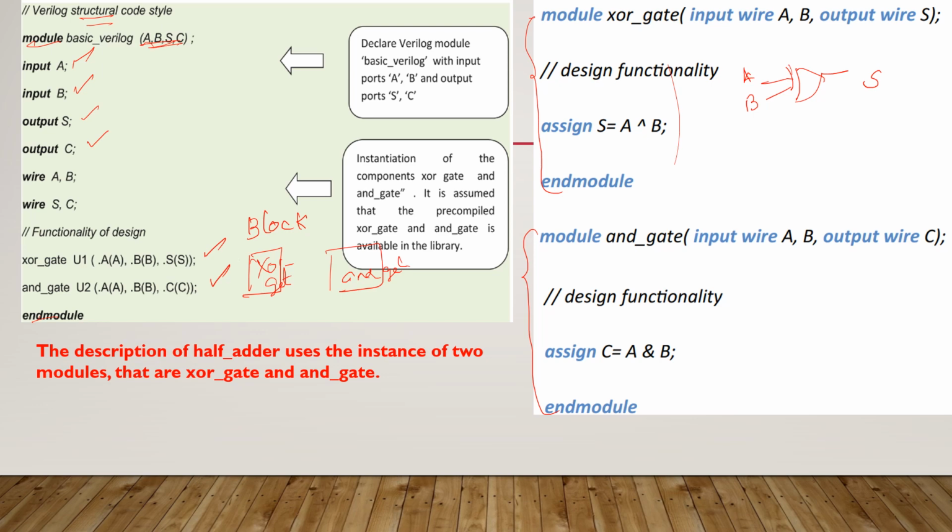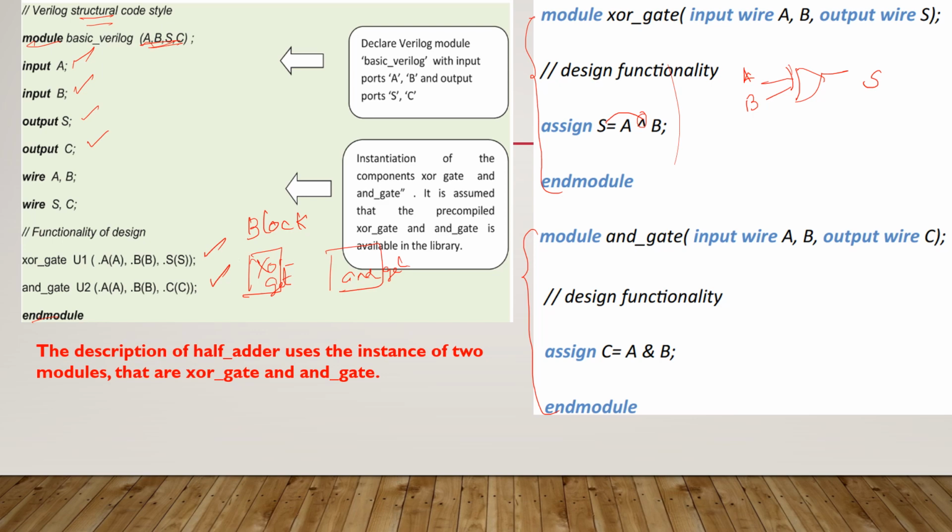because S is nothing but the net. The data type we are using for S is the net. That means whatever you assign at the right hand side is immediately assigned to the left hand side. That is called net. So the assign statement is used for combinational circuits, right? In the XOR gate, we have used the operator, which is used for the XOR operation. So assign S equal to A XOR B. Again, it ends with endmodule, right?